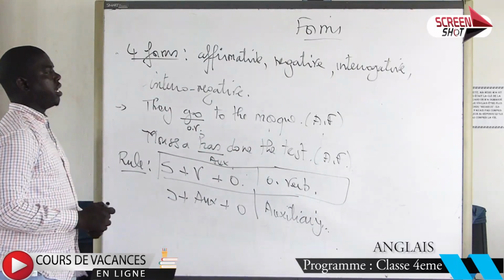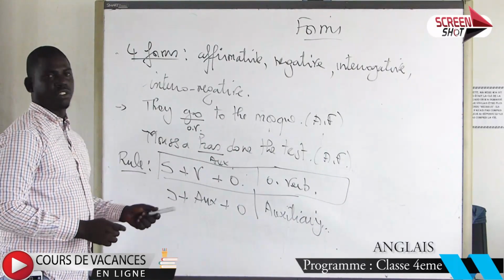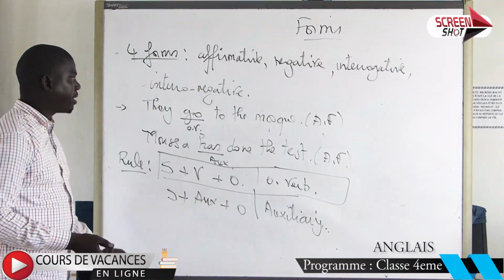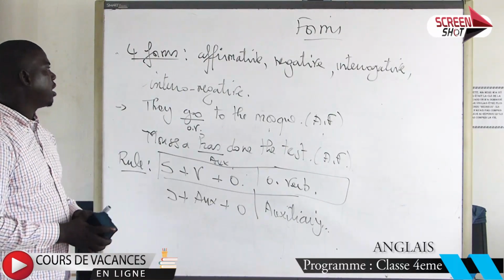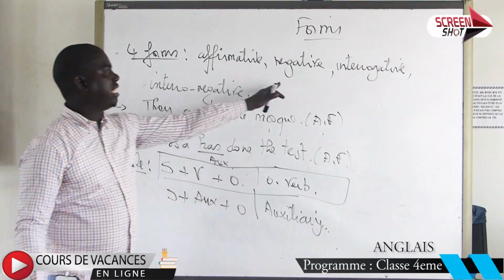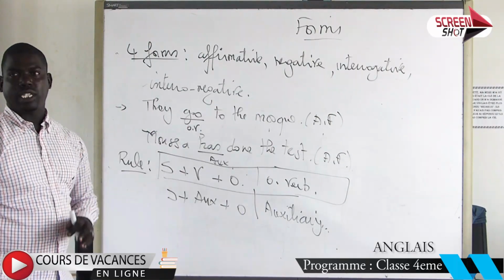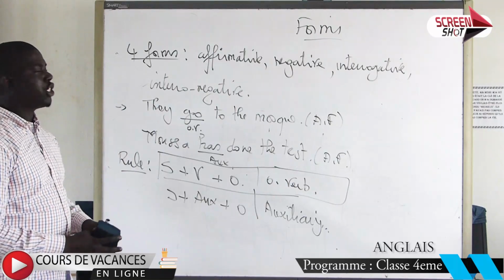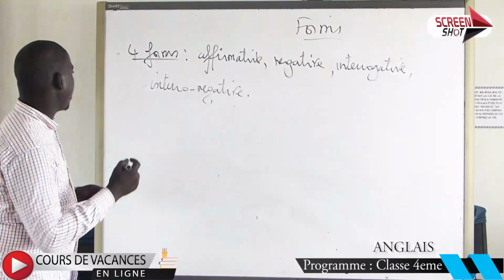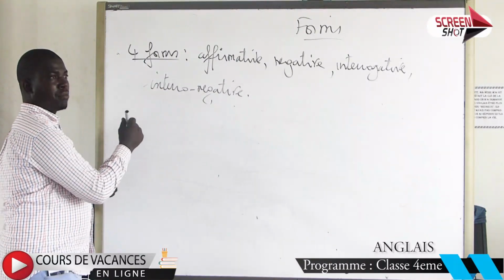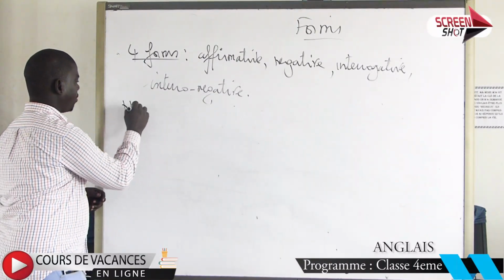Okay? Now it is easy. The affirmative form is easy. That's what we use sometimes when we are discussing, when we are talking with another person. But what is difficult is negative and interrogative. And this needs to be followed. Okay, and now we're talking about the negative form.